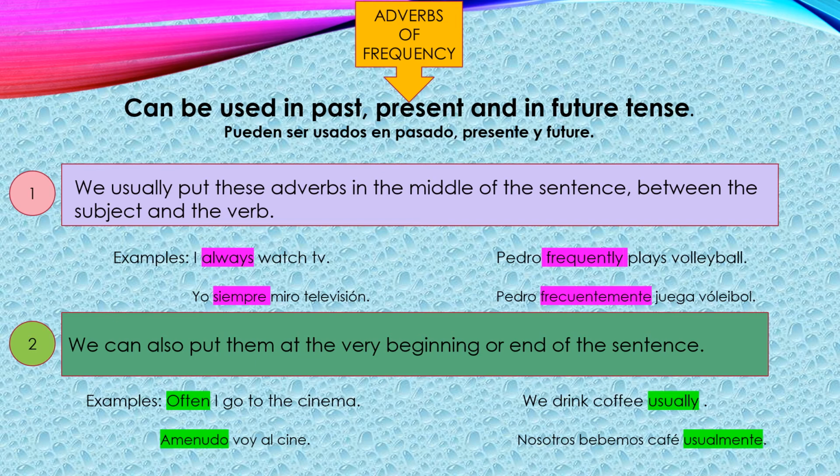Okay, la regla dice que lo podemos usar al principio de la oración. Entonces, often I go to the cinema. Okay, a menudo voy al cine. Very good. Then the next example says, we drink coffee usually. Okay, as you can see, usually, the adverb of frequency, is located at the end. Como pueden observar, el adverbio usually o usualmente está colocado al final de la oración.